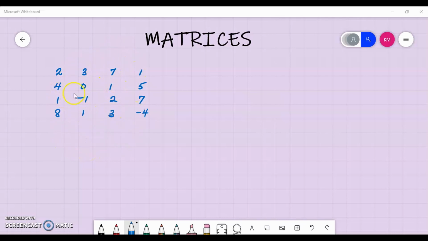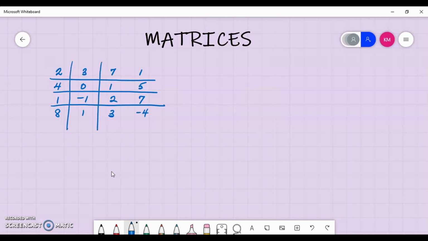Notice that these numbers are arranged in rows and columns. Now, if I draw lines to separate my rows and my columns, I will notice that there are no cells that are left blank. A matrix must have all of the cells being occupied. So here I have 4 by 4, that's 16 cells, and all being occupied. So that is one of the features that a matrix must satisfy.